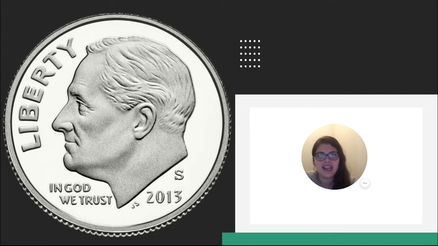So, Keeble Cubs, take a guess. What coin do you think we see right here on our screen? That's right, friends. This is a dime. Good job. So, previously this week, we have learned about a penny, which is small, copper in color, and equals 1 cent. We learned about a nickel, which is medium in size, silver in color, and equals 5 cents. Today, we are going to be learning all about the dime.